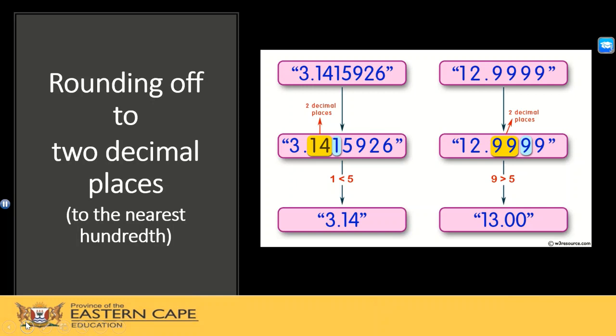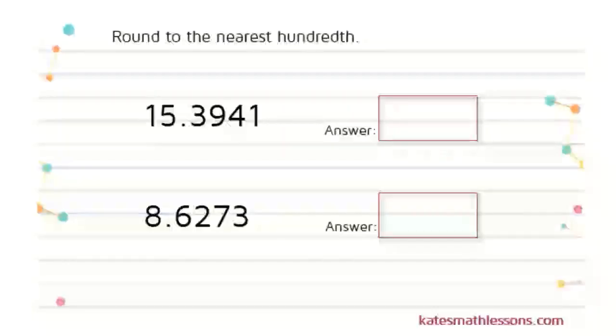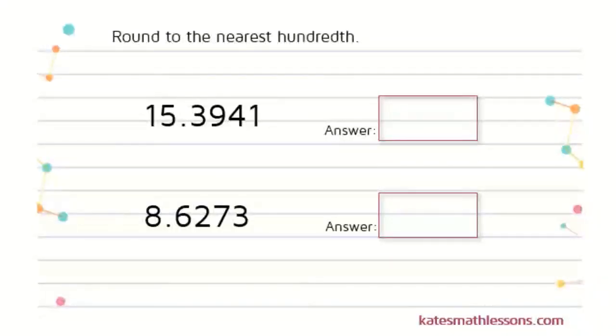In order for you to understand this concept even better, Grade 11, I'm going to show you a video that explains how to round off to 2 decimal places, and then I will join you once you have viewed the video. In this problem, we've been asked to round these 2 numbers to the nearest hundredth.